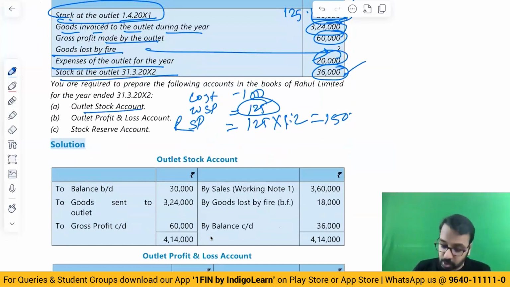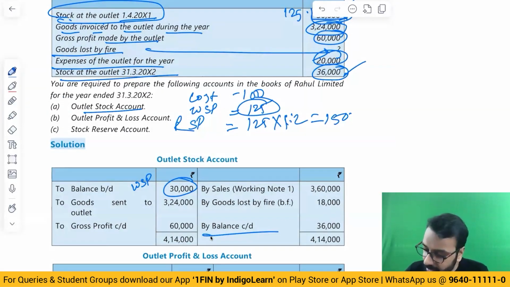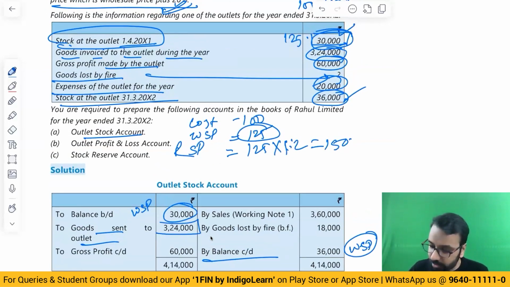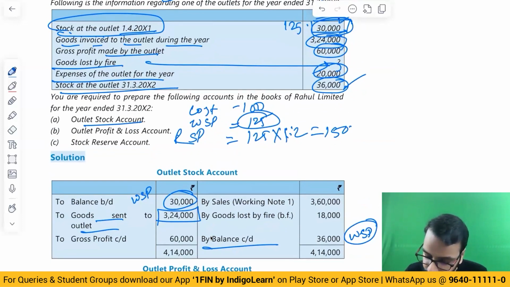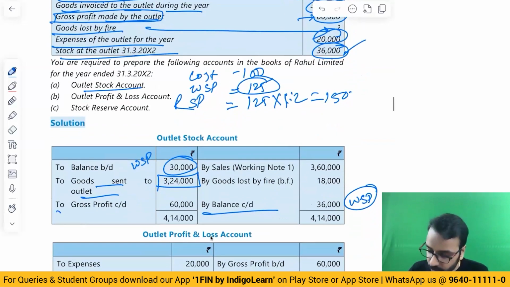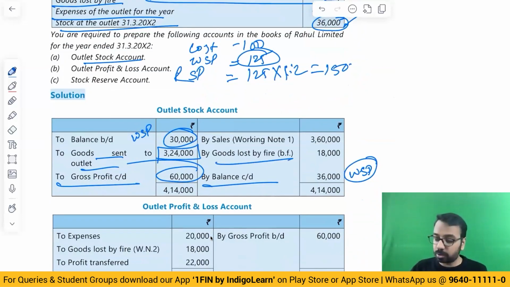For that, we will prepare the stock account. Opening balance 30,000, wholesale price. Closing balance 36,000, also at wholesale price. Goods sent to outlet 324, again at wholesale price. Then they have said gross profit made by the outlet 60,000. Now, how much is the sales and how much is the goods lost by fire?